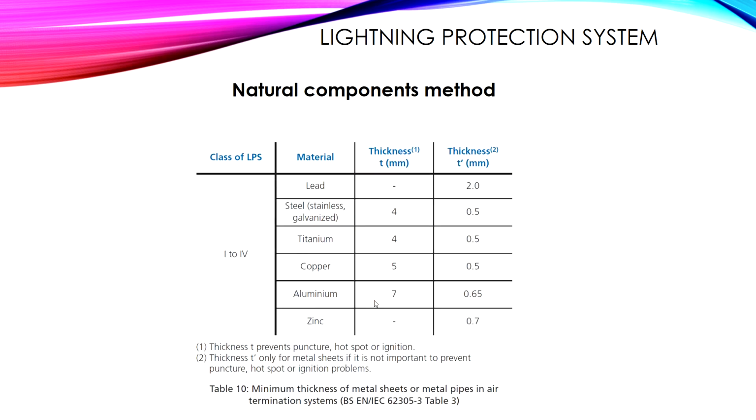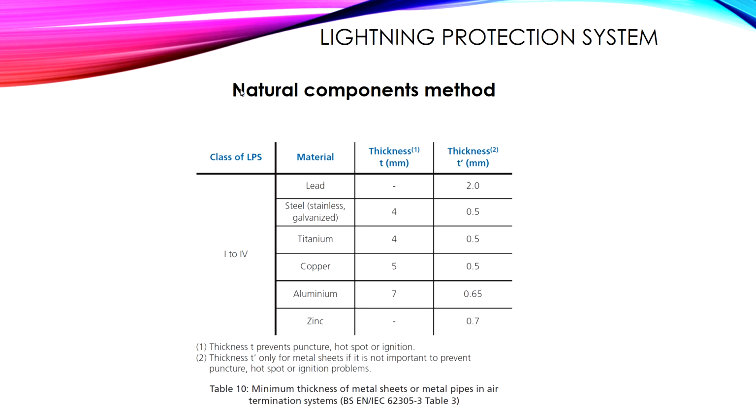But before going to the down conductor, there is a fourth method, okay, which I forgot to mention. It's called the natural components methods. Now, according to the class of the lightning protection system, for example, from 1 to 4, in this case, if we have the material of the building itself or the structure itself, lead, steel, titanium, copper, etc., and you will see here the thickness itself. Okay, for each of them we should have a certain thickness in order to use the natural components of the building itself, the metallic structure for the building itself, to be used in order to use it as a lightning termination system or air termination system.